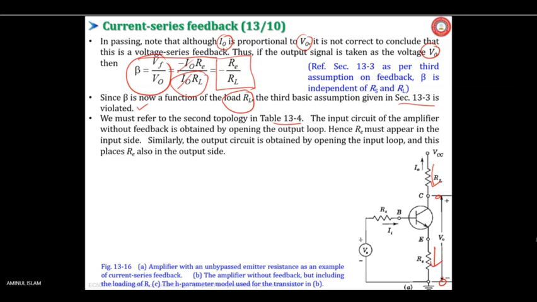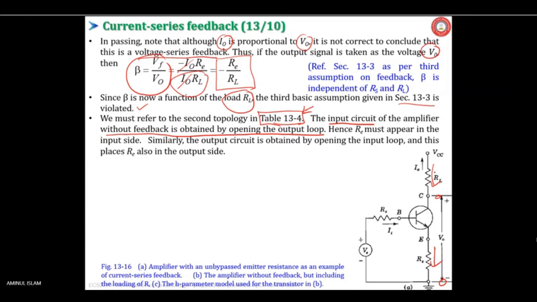in 13.4. We already have the block diagram, and in that we have discussed the current series feedback. That diagram is talking about it. You can go back and see. Let us go ahead. The input circuit of the amplifier without feedback is obtained by opening the output loop. Hence RE must appear in the input.